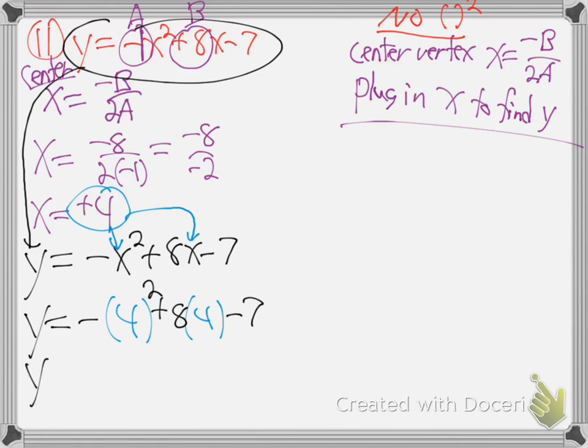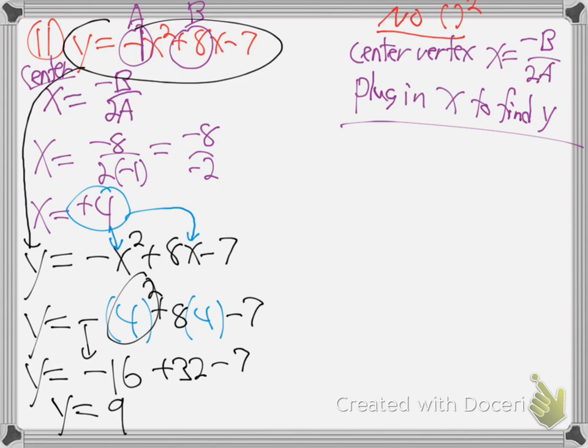Okay, so y equals what? Minus 16. Because that 4 is squared, the negative is not squared. So the negative just stays there. Negative 16 plus 32 minus 7. So that's important that you see that minus is not squared. What's that going to be? Is it 9, I think? Yeah, 9. So y is 9.